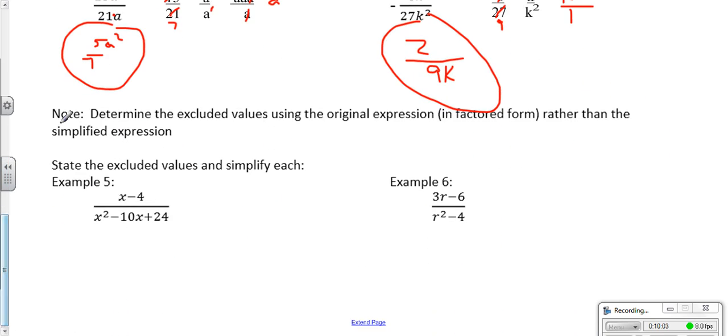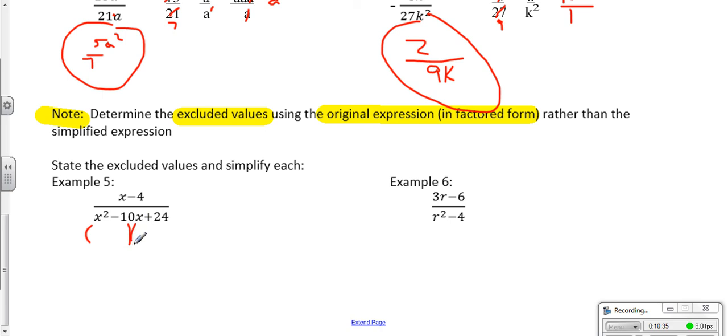Now, we have a note here that's important to understand, that if we're asked to find the excluded values, we're always going to use the original expression, in factored form, to decide what the excluded values are, not after we cancel things, and you'll see that in a moment. Alright, in this one, we have addition and subtraction going on. I cannot just take x's out because of the subtractions. We have implied parentheses with the addition and subtraction. So our very first step is to factor.